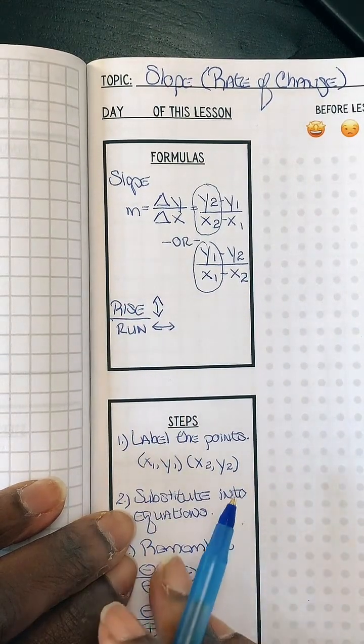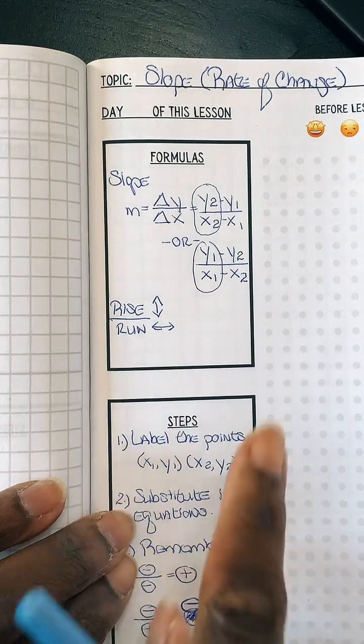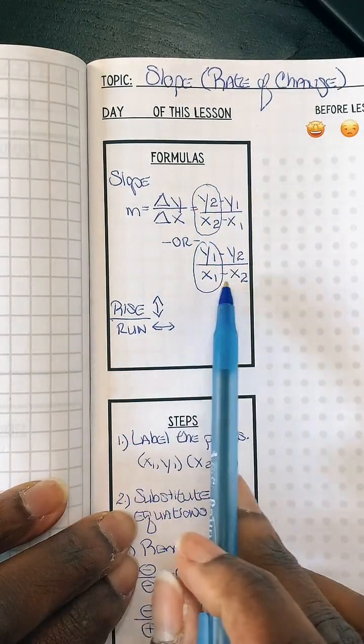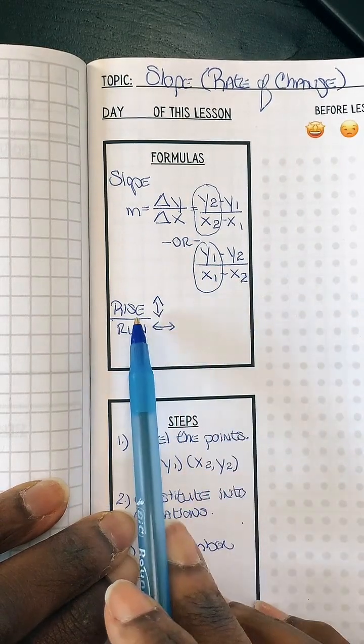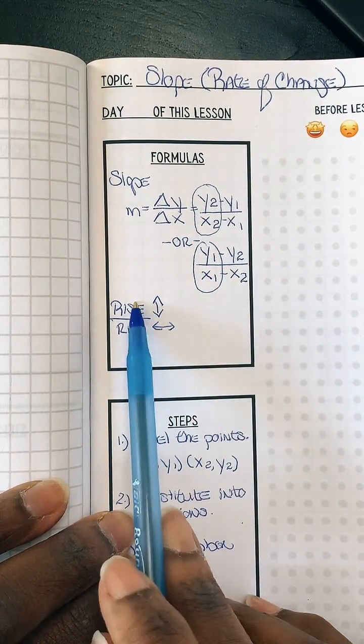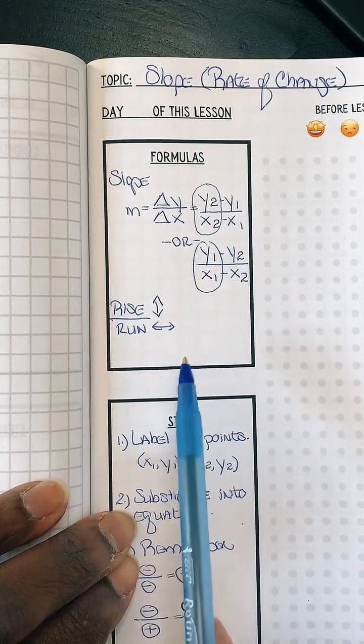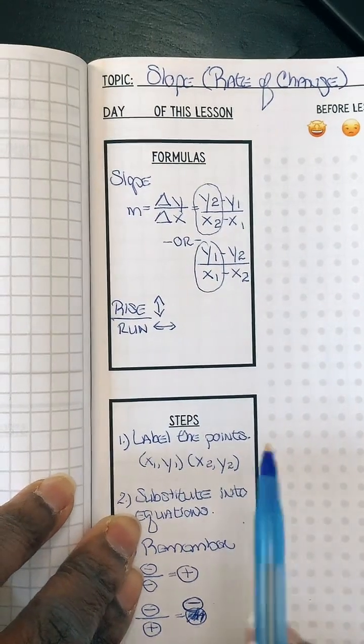Now we can do slope basically 4 ways. We can do it algebraically, which deals with this formula. We can do it graphically, which deals with basically looking at the rise or the run. It's almost like direction. Then the other one is looking at a table.